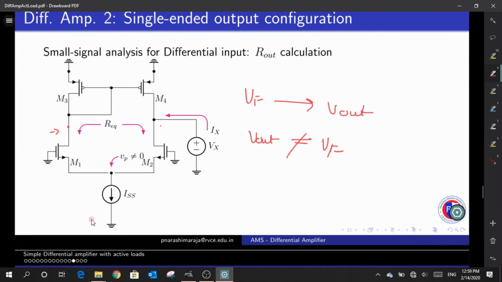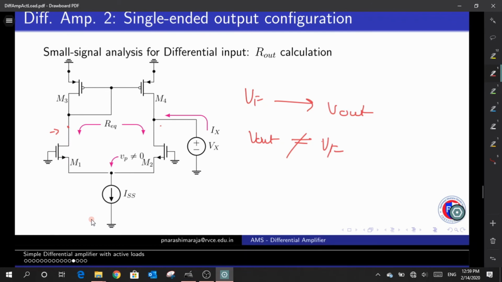So now, is the circuit symmetric right now? No, because I have a Vout that is equal to Vx right now, but this node need not be equal to Vx. So this node is completely at a different potential. Because of that, the circuit is not symmetric from the perspective of my Vx. And whenever the circuit is not symmetric, what happens to the node Vp? It cannot be equal to 0, right? So due to which I have this kind of structure.